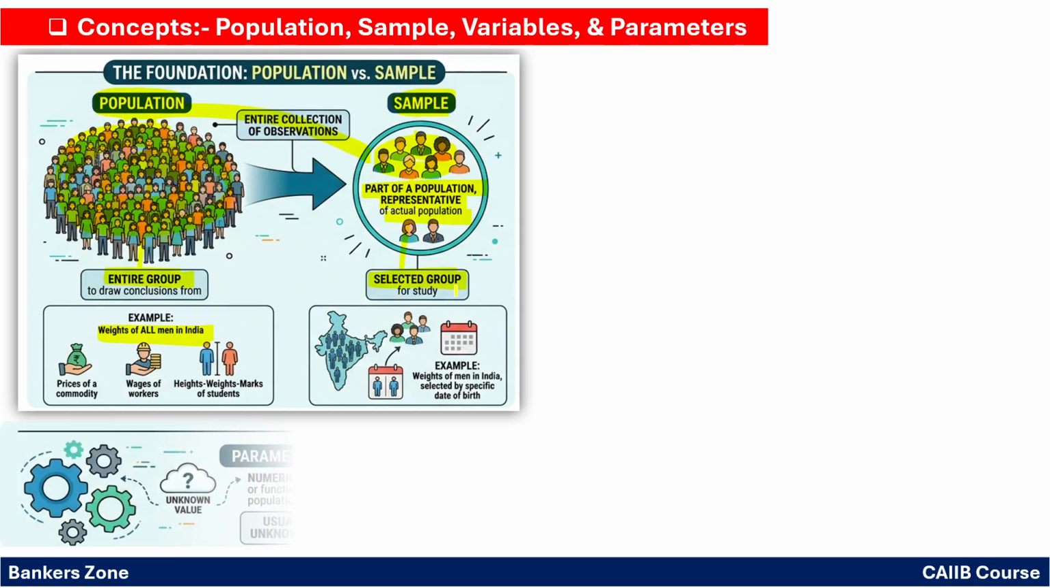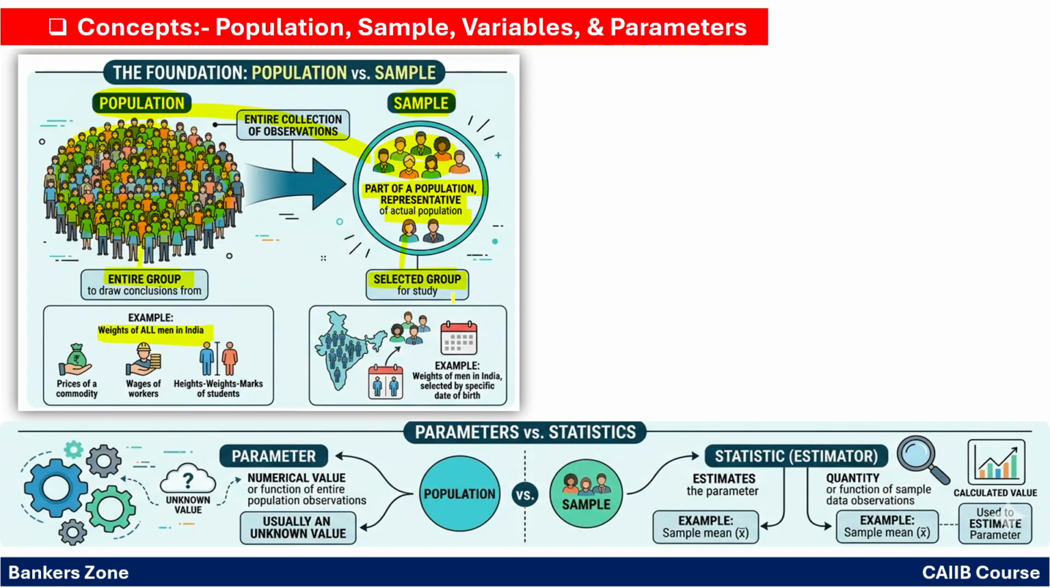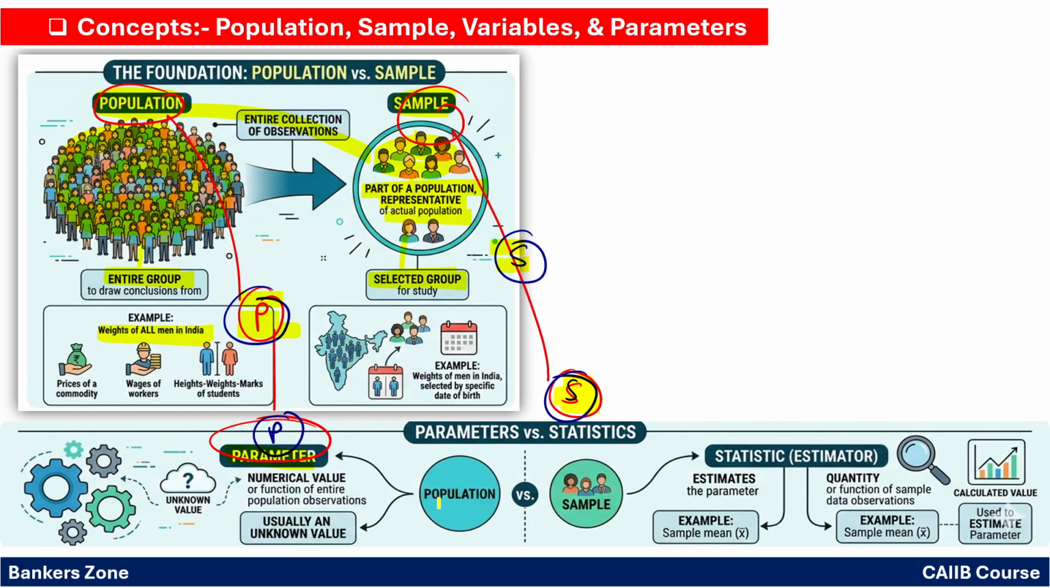Now one thing you remember: when we talk about the population, the numerical value representing that population is called the parameter. The numerical value which represents the sample is called the statistic. A very simple idea I will give you: P for parameter, P for population, S for sample, S for statistic. In that way remember. So parameters are always for the population and sample statistics are always for the samples, right?